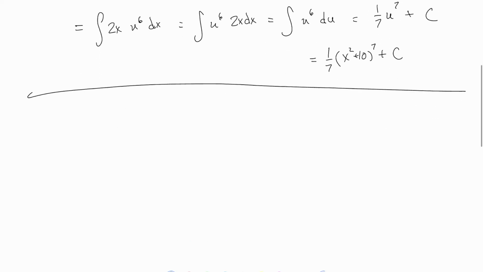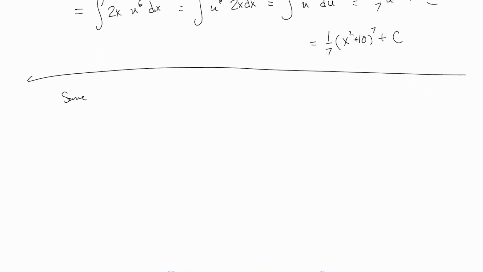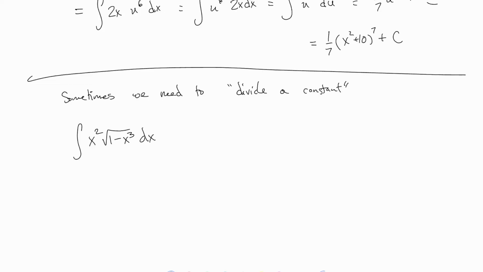So here's an example where sometimes we need to, I will call this, divide a constant. When we do this extra little trick, it's not really a big deal, but this is one that sometimes people write in different ways. It's fine. How about x squared times the square root of 1 minus x cubed?